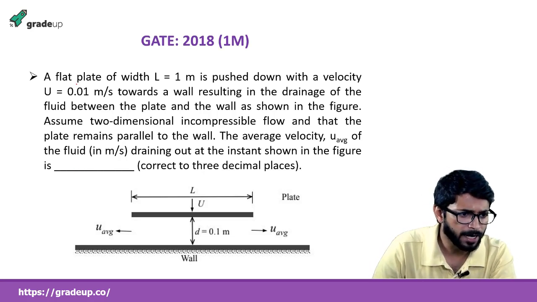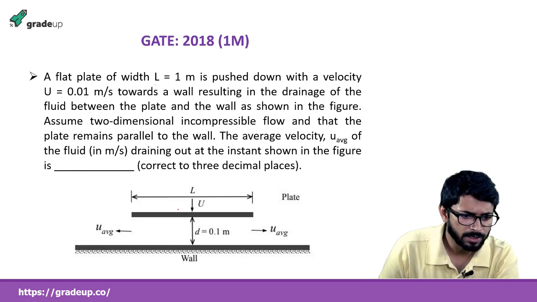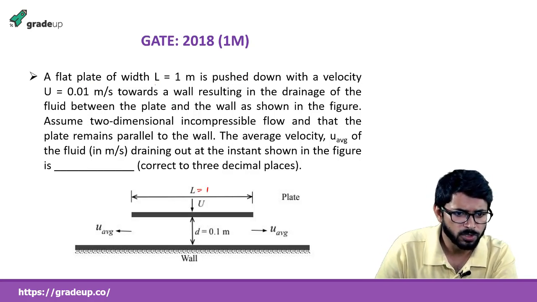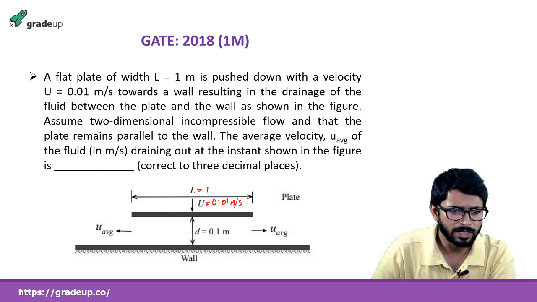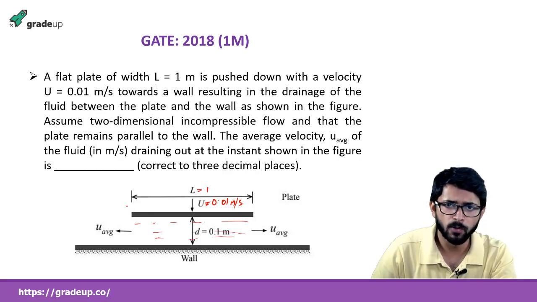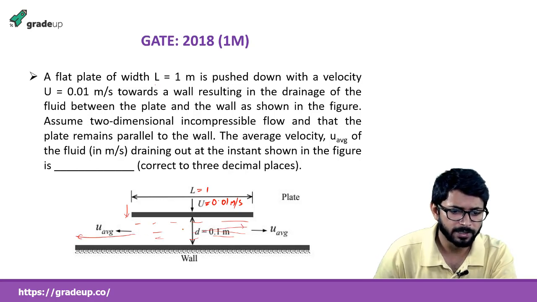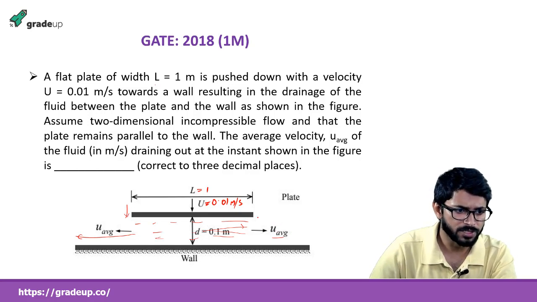It states a flat plate of length 1 meter is pushed down with a velocity of 0.01 meter per second towards a wall, resulting in the drainage of fluid between the plate and the wall. Here the fluid is filled between the plates. When we push this plate downward, the fluid will go along the plate outside with some velocity. We take the average velocity as u average.